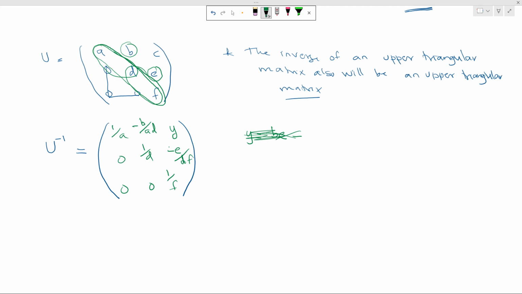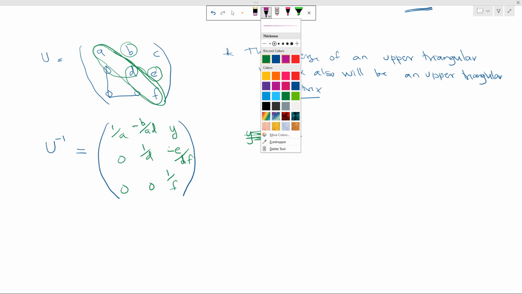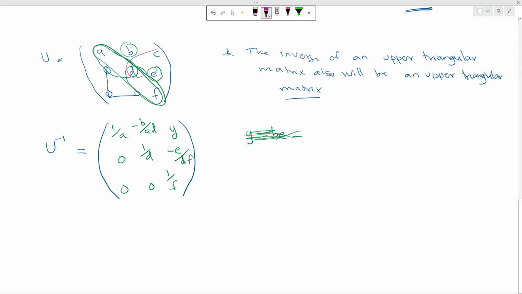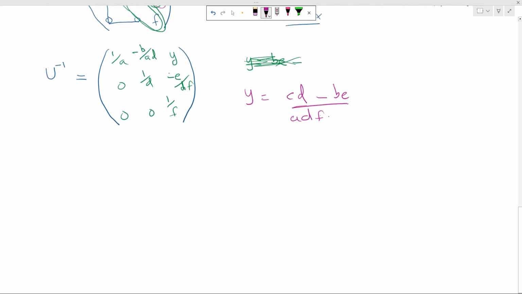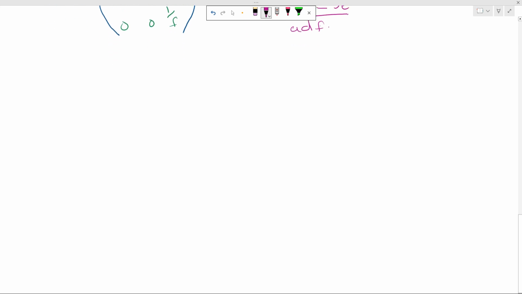How you have to multiply this is, you have to multiply C by D first and then minus BE. Okay, so since this is a shortcut, you have to just remember this order. So Y will be equal to CD minus BE divided by the multiplication of the diagonal entries, which is A, D, F. Okay, using this formula we can easily find out the inverse of upper triangular matrices.